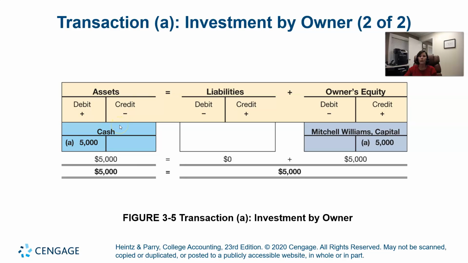So what we see from the transaction with Mitchell and his company is that Mitchell's capital went up by the $5,000 investment. You'll notice that little plus sign on the credit side. But the company also has $5,000 in cash that it didn't have before. So its cash went up. So that lands on the debit side.